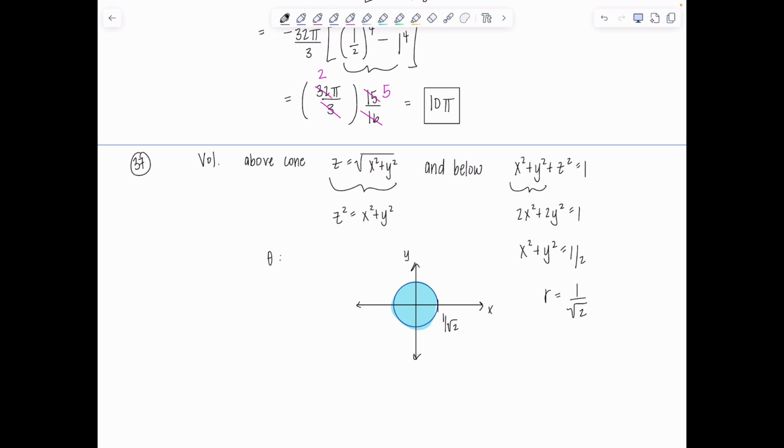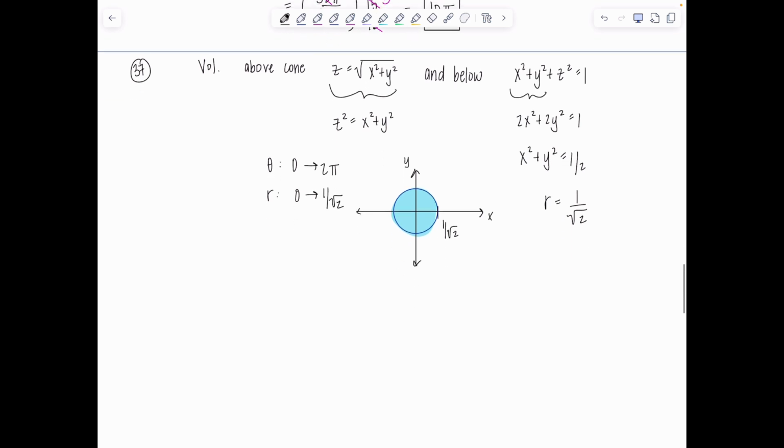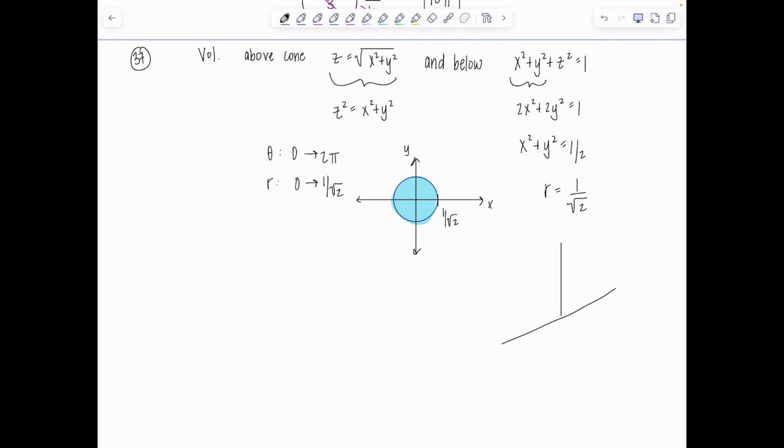Money? That's good, see? Theta goes from? And r? Good. Then you have this picture. X, Y, Z, yeah? And then 1, 1, 1, right? The sphere is centered at the origin, and then the cone's coming through. They love that snow cone, don't they? And then it's here. So you have to figure out limits for z.